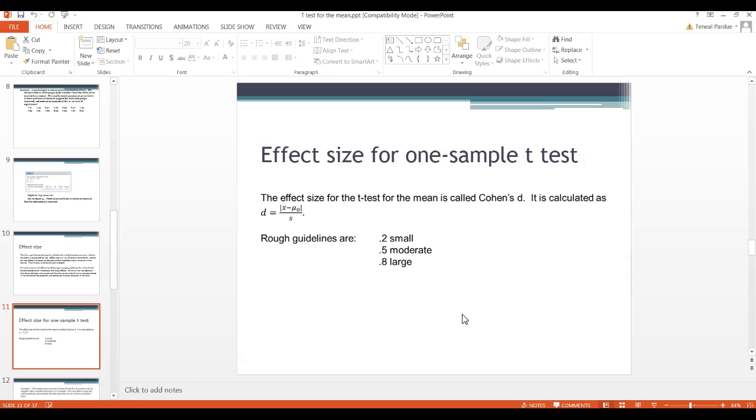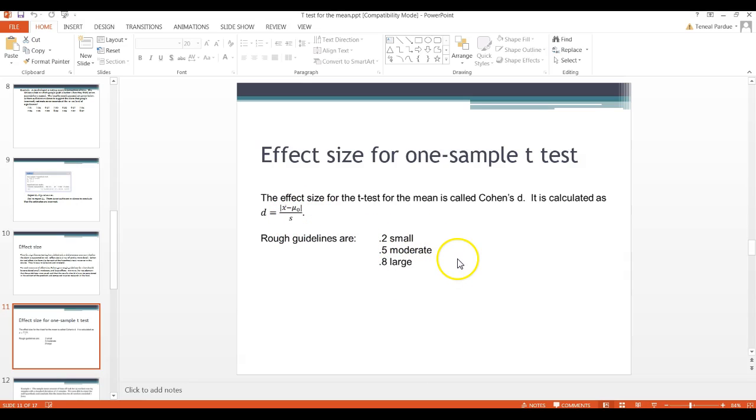So let's look at the one sample t-test. So the effect size, that's not showing up very well, but that's an x bar here. It's called Cohen's d. It's the absolute value of x bar minus the hypothesized value divided by the standard deviation. So you just take x bar, subtract the hypothesized value, take the absolute value of it, which just means if it's positive, leave it alone. If it's negative, drop off the negative sign, and then divide by the standard deviation.